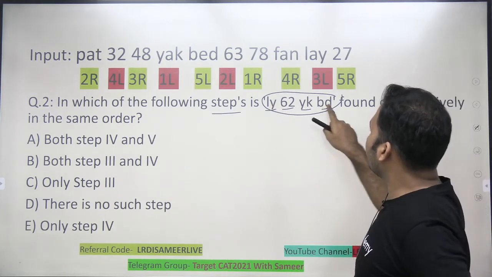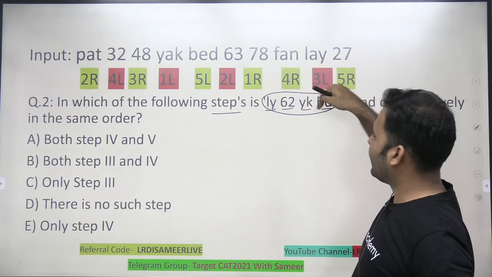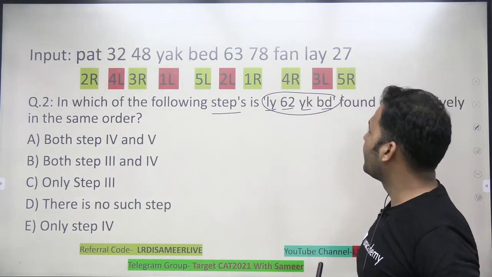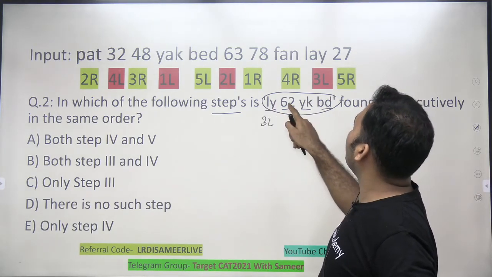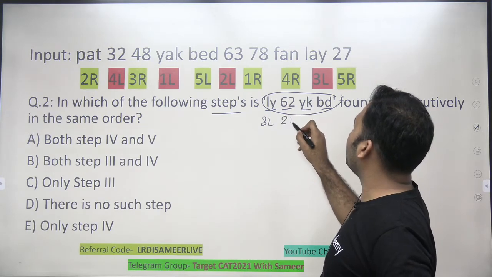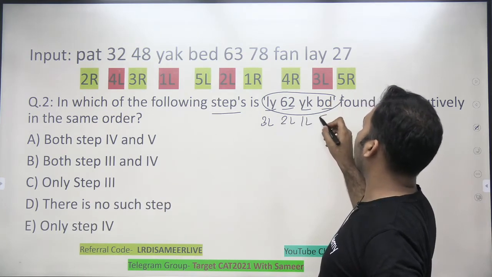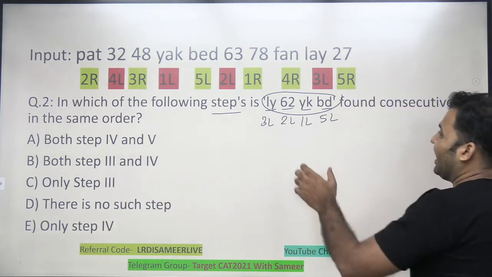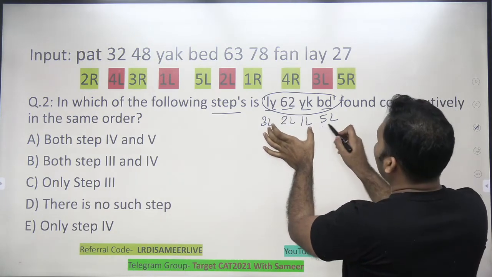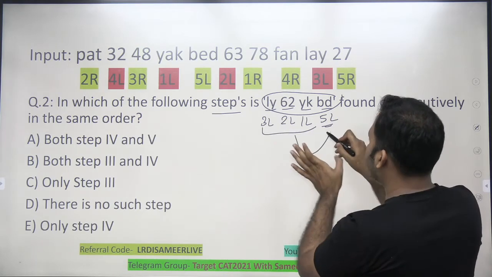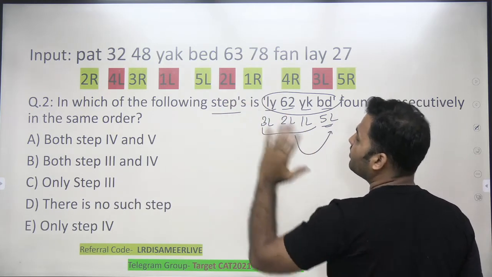And you see that in all these numbers, the vowel has already been removed. That means these elements have already been ranked. Now you see that the word ly is ranked as 3L. The word 62 has been ranked as 2L, YK is ranked as 1L, and BD is ranked as 5L. It is possible for 3L, 2L, and 1L to be together, but the 5L element cannot be positioned on the right hand side of these elements. 5L will be positioned in the leftmost position.